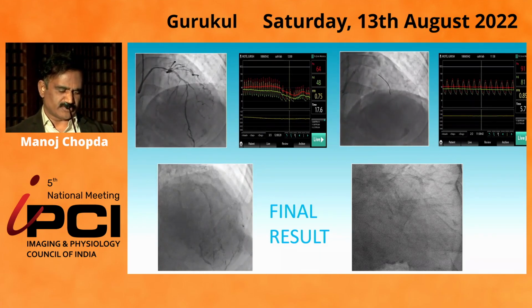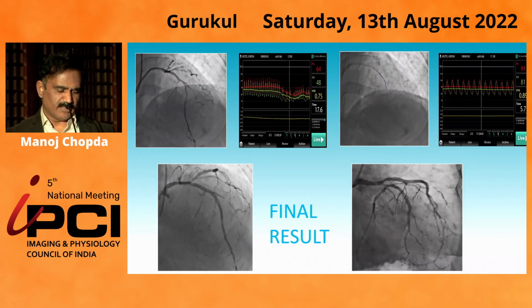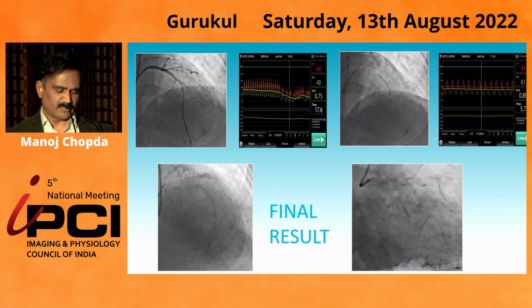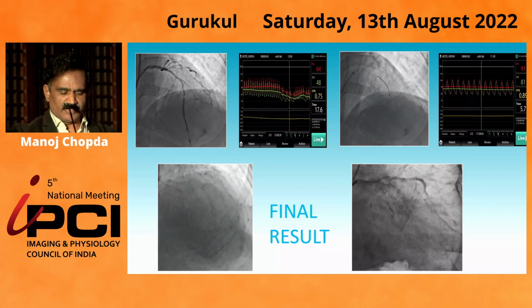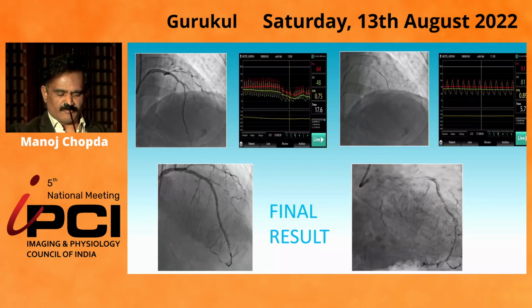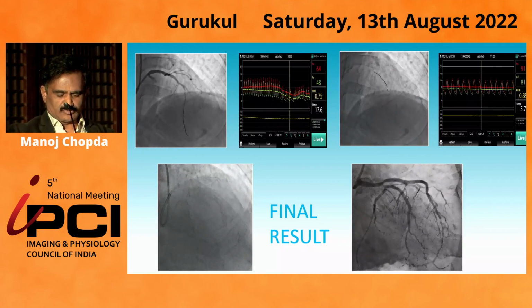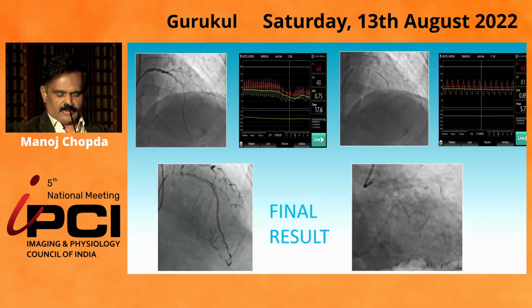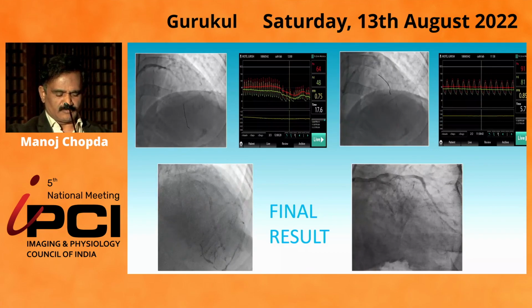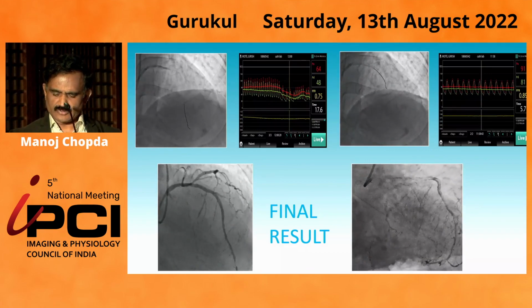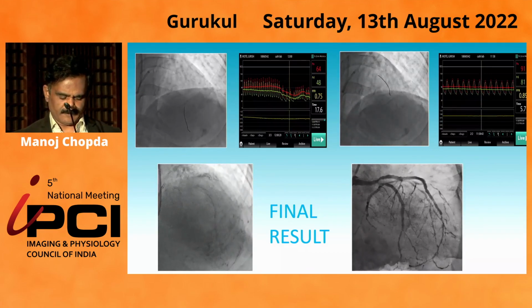So first we stented LAD, mid LAD, and again FFR to the proximal LAD was done, which was 0.89, so ostial LAD, and the ostial circumflex FFR also was negative. So only OM and the LAD was treated that time. Ostial LAD, ostial left circumflex, both FFR negative, so he was put on medical treatment.